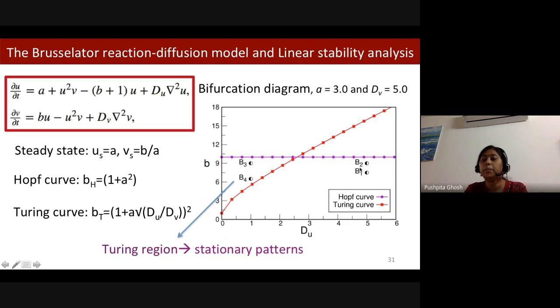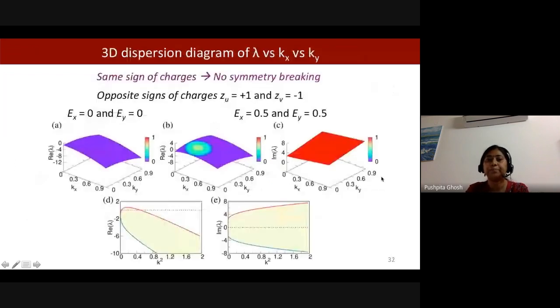And here the points B1 and B2, where you could see the diffusion coefficient of the activator has been taken again the same as the inhibitor. That's the point where we don't see any diffusion-driven Turing instability, and our initial focus is to see realized patterns under an electric field at these points.